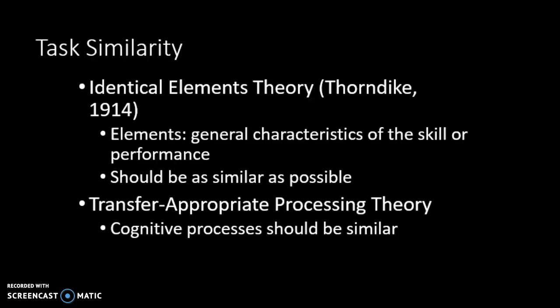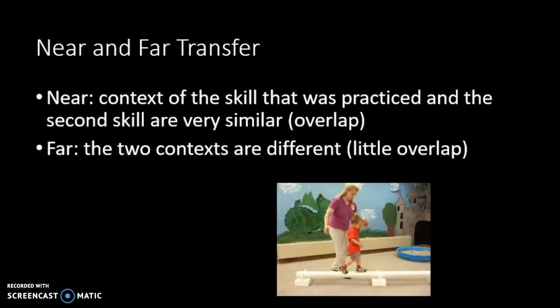So why is task similarity essential? There's the identical elements theory. Elements are general characteristics of the skill or performance, and they should be very similar. And then there's the transfer appropriate processing theory, in which cognitive processes should be similar as well. Near and far transfer: near refers to when the context of the skill that was practiced and the second skill are very similar, so there's overlap. Far is when the two contexts are very different, meaning there's very little overlap and potential for difficulty in transfer.